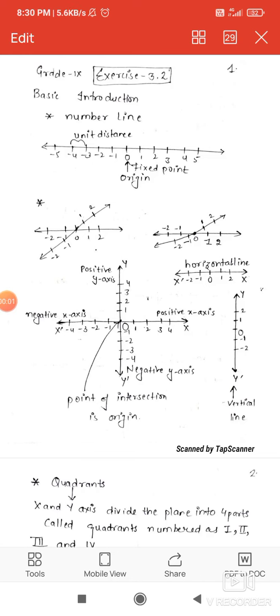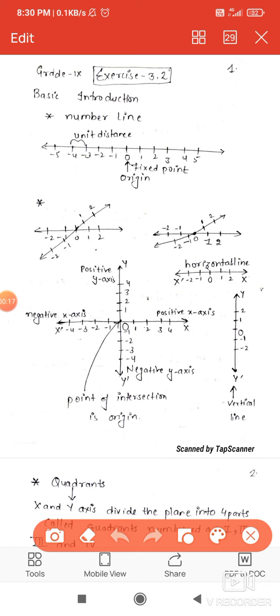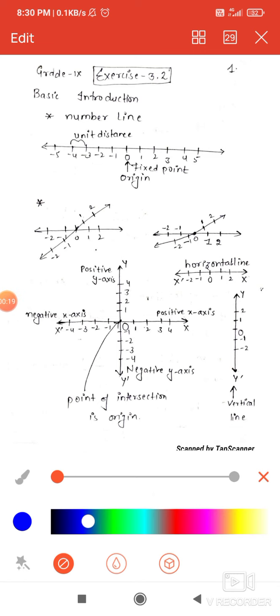Hello students, today we are going to start with exercise 3.2. 3.1 we have discussed earlier. In 3.2 we will discuss the mutually perpendicular number lines. We have discussed in previous classes the number line.